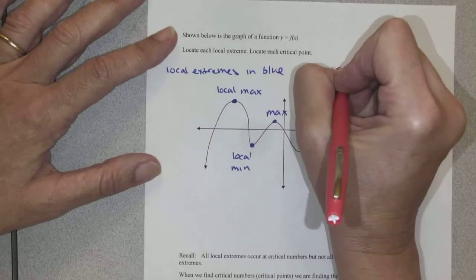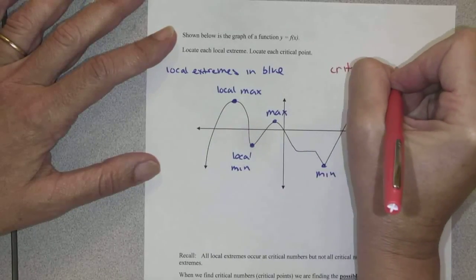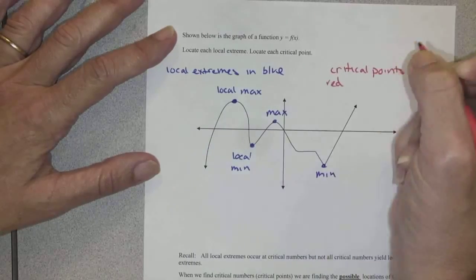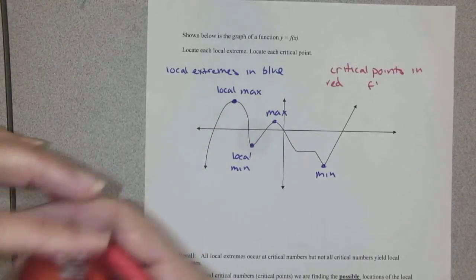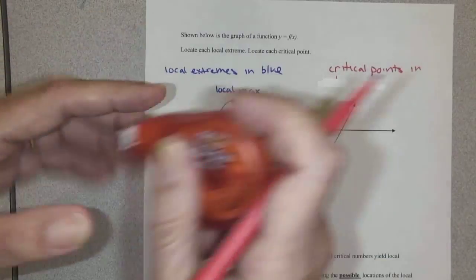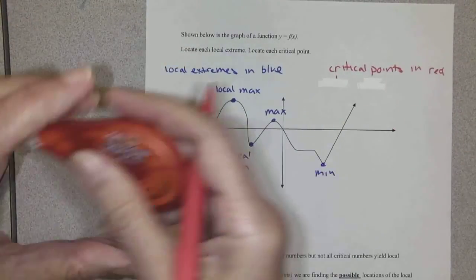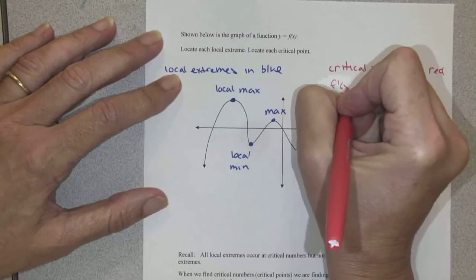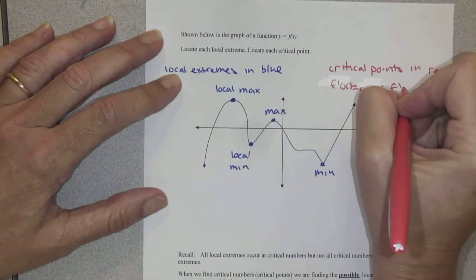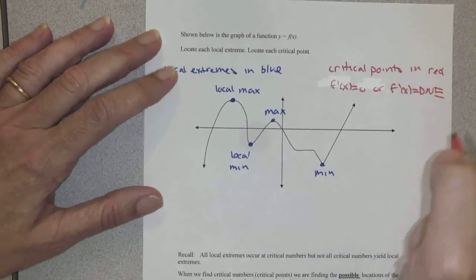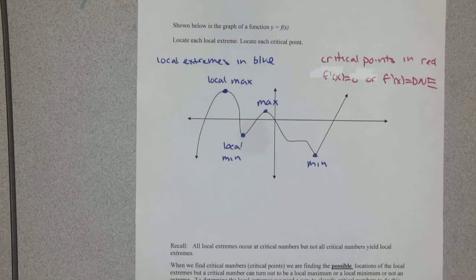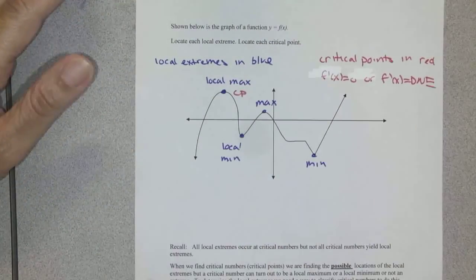Critical numbers, critical points, in red. And let's recall, that's where f prime of x equals 0, or f prime of x does not exist. Okay, equal to 0. Those are going to correspond to all your horizontal tangents. Horizontal tangents are things that are just horizontal. So right here, that'd be a critical point.